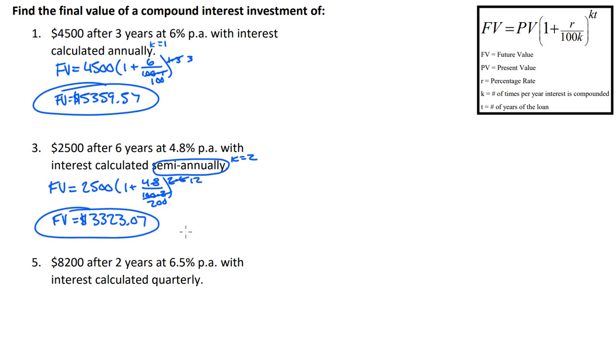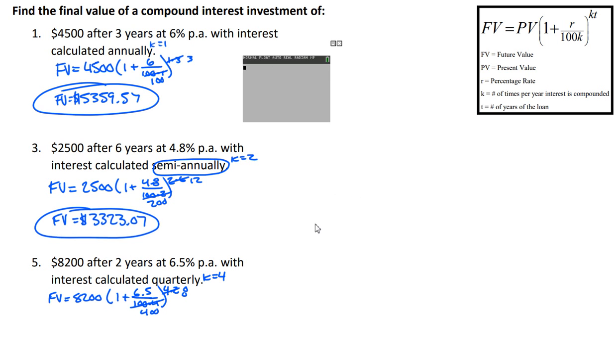Okay. And then number 5 here. Find the final value of 8,200 after 2 years, 6.5 per annum with interest calculated quarterly. So quarterly, K equals 4. So we get future value equals 8,200 times 1 plus 6.5 over 100. The K is now 4 because it's quarterly, so 4 goes here and a 4 goes there, and then we multiply it by the years, which is 2. Simplify these first, and then plug it into your calculator, and away we go.